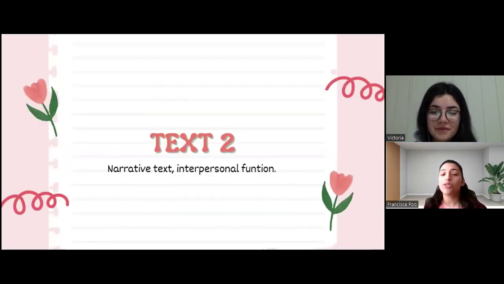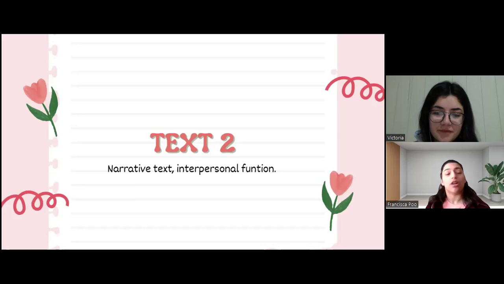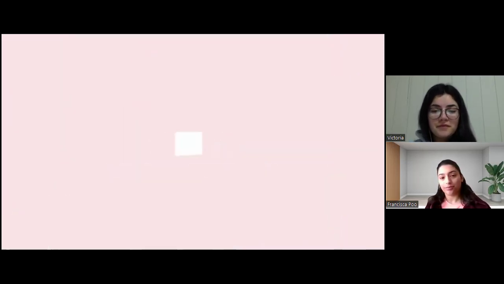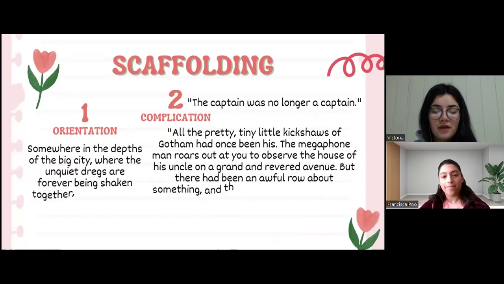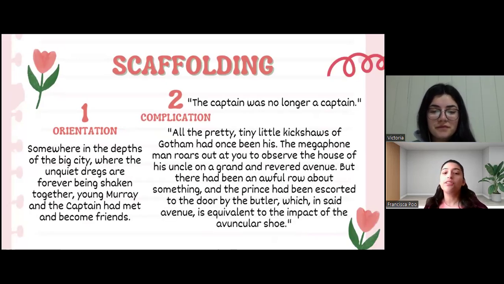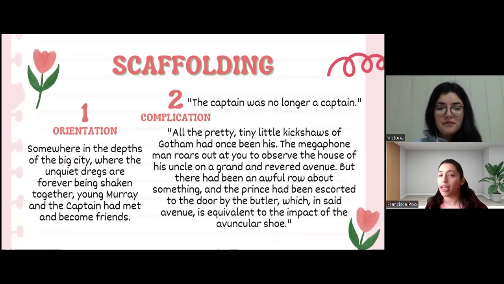Text two is also a narrative text with interpersonal function, which means that it refers to telling the story to another person. The scaffolding for this text is quite long and complicated. It's not as easy as the last text.